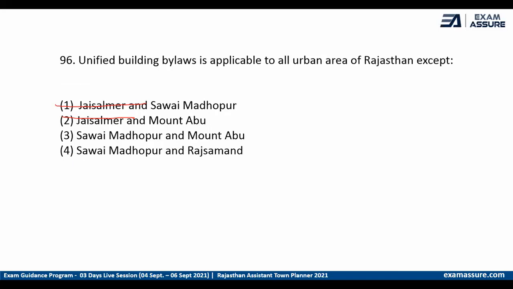Next, the Unified bylaws are applicable to all urban areas of Rajasthan except. Where is this bylaw not applicable? That is the interesting question here. This is not applicable in Mount Abu and Jaisalmer. This is something which you should take care of. Mount Abu is a hill station and Jaisalmer is also a lower developed area, so probably that's why the bylaws are different for these. You can say tourist spots as well. So we have Jaisalmer and Mount Abu where the bylaws are different.